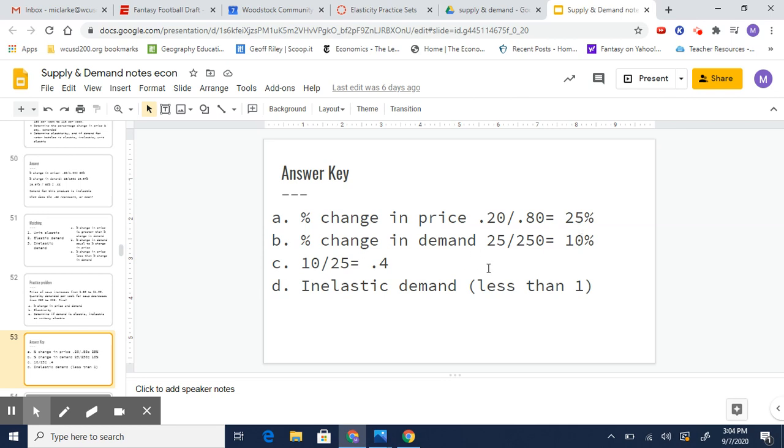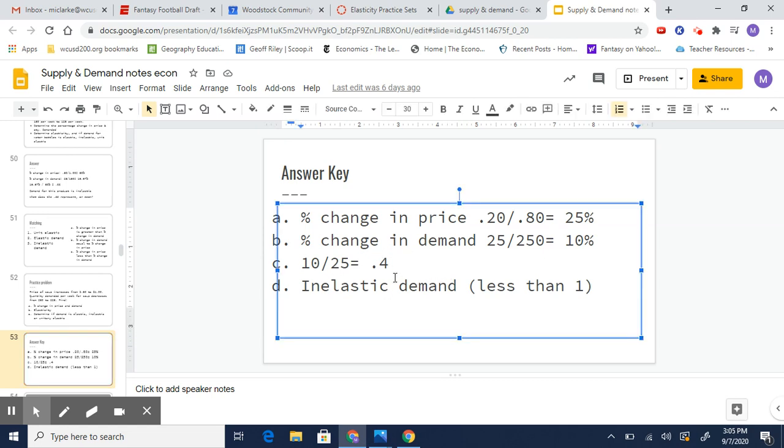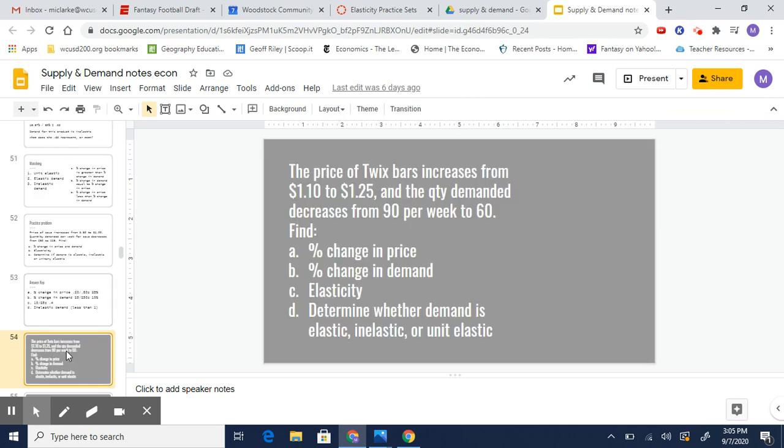This is great for Campbell's. Campbell's should jack up the price of their chicken noodle soup and their tomato soup because you get 0.4, which is inelastic demand. Any number less than 1 refers to inelastic demand. What this 0.4 means is, if Campbell's was to raise the price of their soup by 1%, demand for their soup would fall by 0.4%. Great news for Mr. Campbell's and their chunky soup. So you get inelastic demand here.